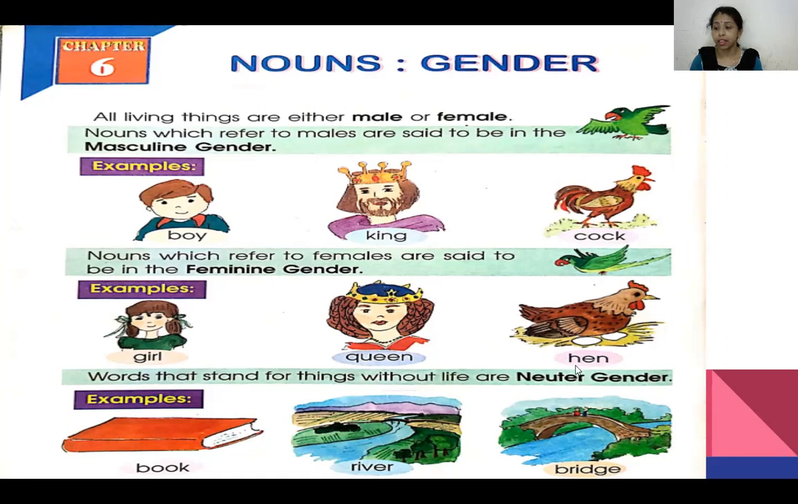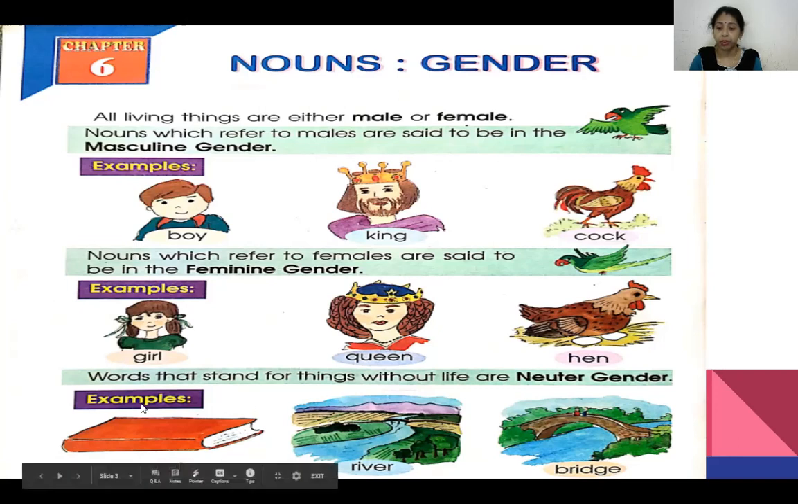Same as the word hen. Hen is a female animal. That's why this hen will come under feminine gender. Mare, cow, those also stand for female animals. Sorry, not horse, it's mare. These words will come under feminine gender because those words stand for female animals.